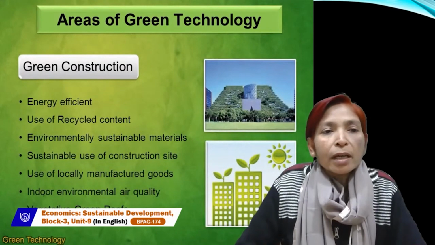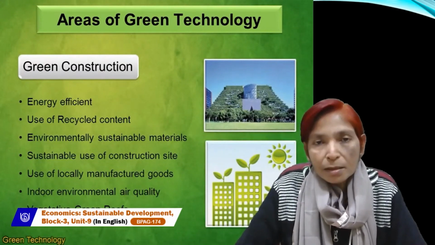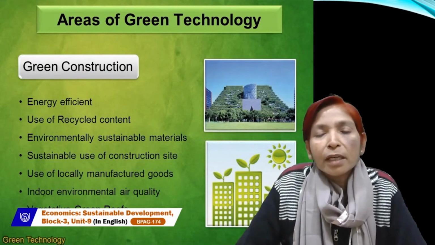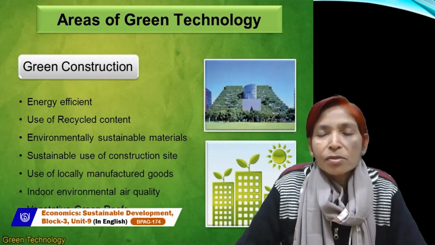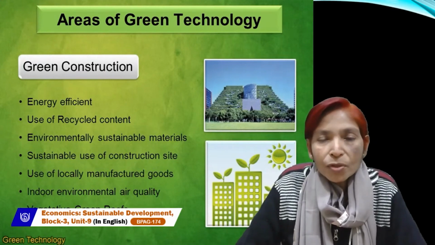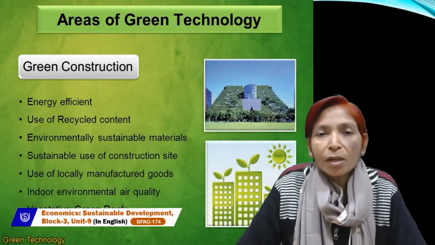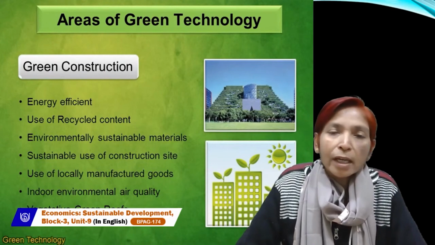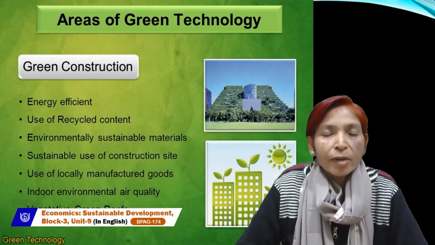Next is areas of green technology. What are the main areas of green technology and where can we use it? Green technology can be used in construction, in the production of goods and services, in the agriculture sector, and in the service sector. Each and every sector of the economy can use green technology. So the area of green technology is not narrow, it is very broad.